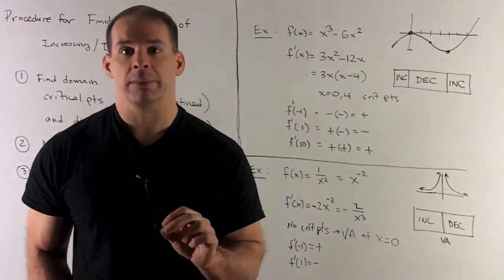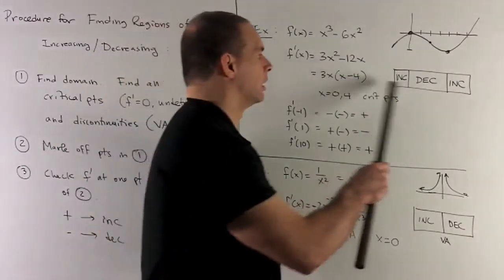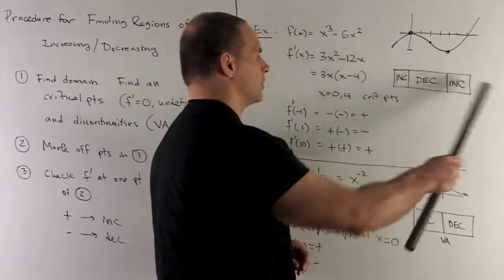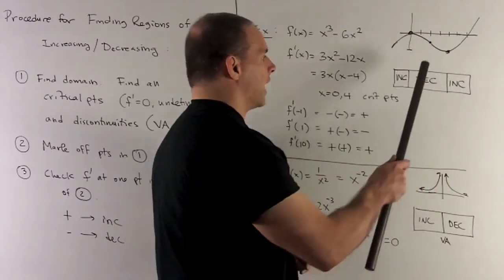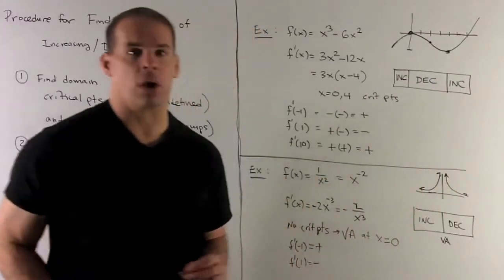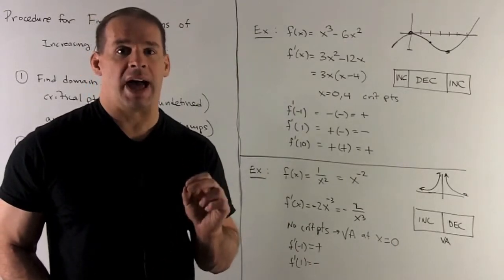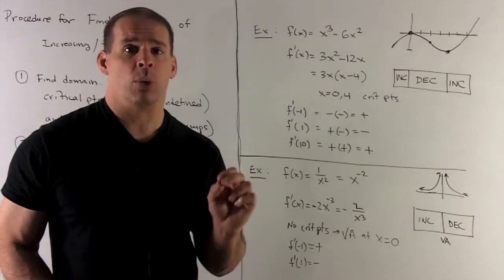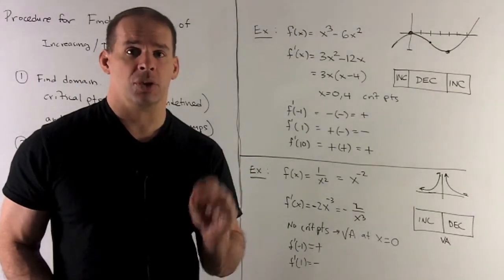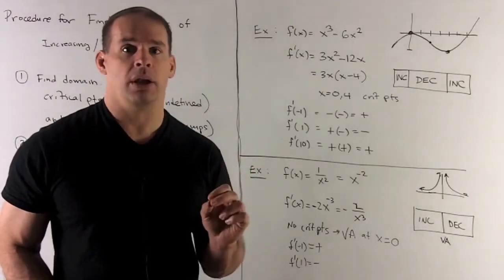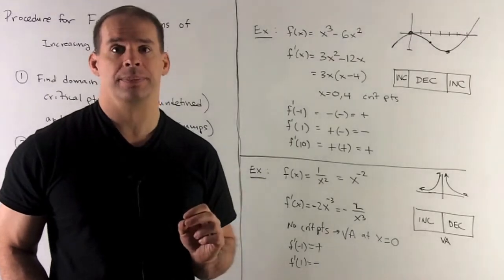Now I take our domain, all real numbers, and write it all as a box. Then I'm going to mark off x equals 0 and x equals 4. To find increasing and decreasing, we're going to apply the derivative to 1 point from each region. So the points that we'll use will be minus 1, 1, and 10.